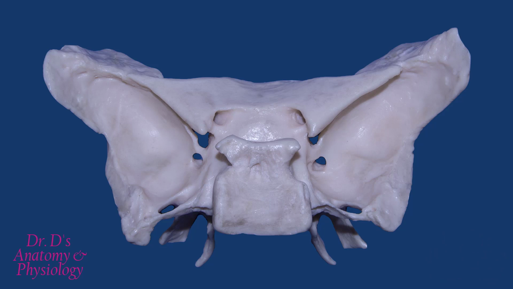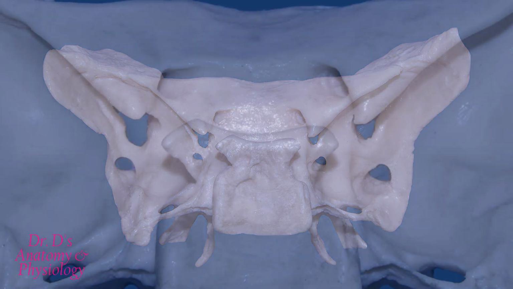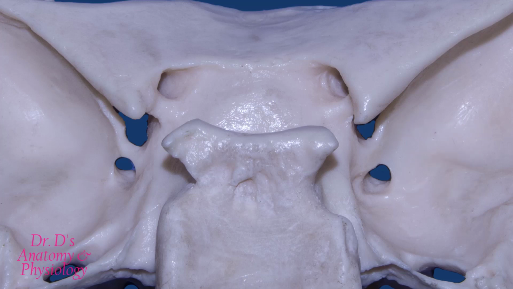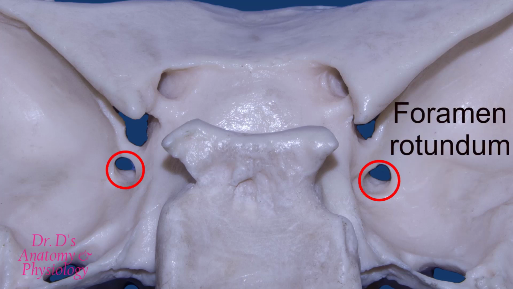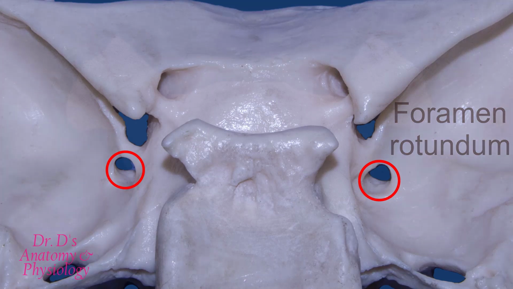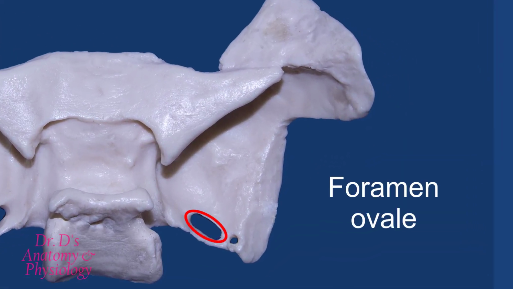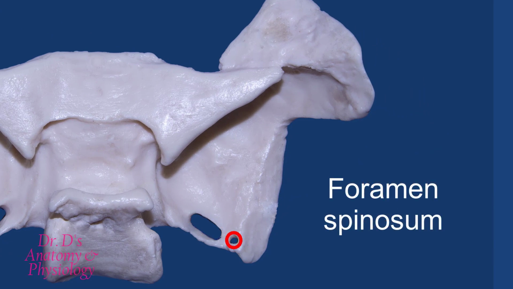Let's review using this isolated plastic sphenoid bone. Let's zoom in and note again the superior orbital fissure. And then inferior to it, we have the foramen rotundum. If we just look at an isolated great wing, we can note again the foramen ovale and the foramen spinosum. So that was a bit of a review.